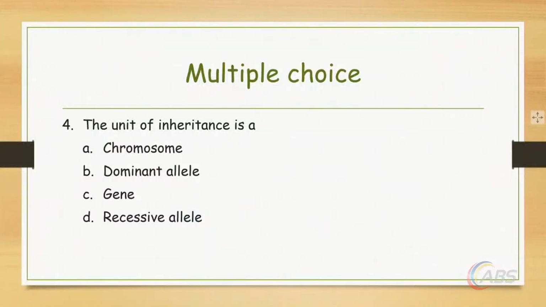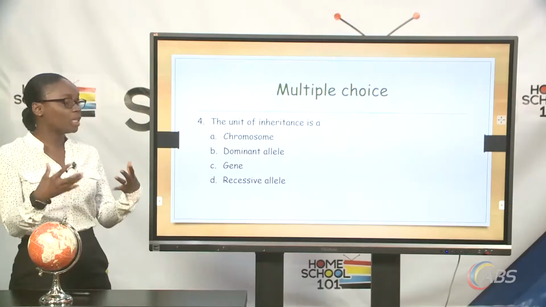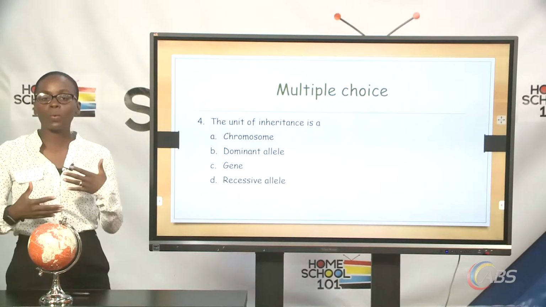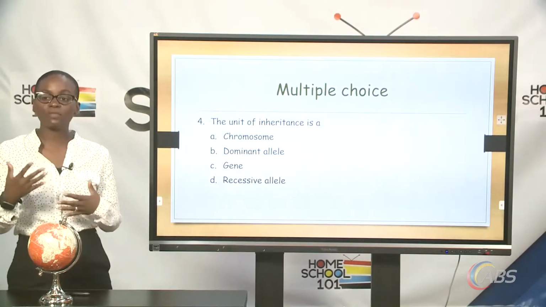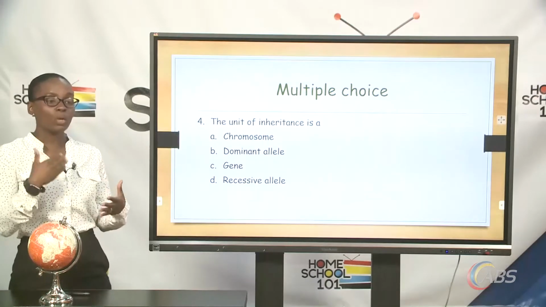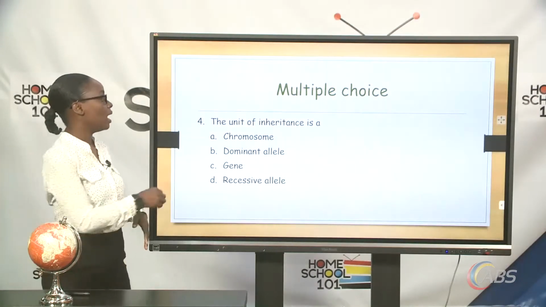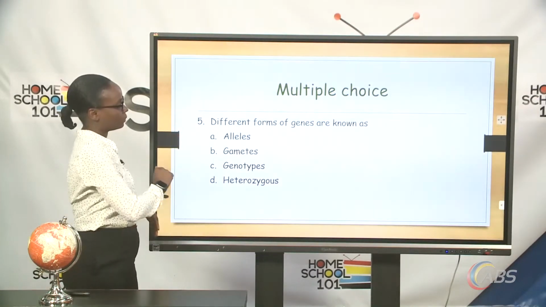All right, so the unit of inheritance is a chromosome, dominant allele, gene, recessive allele. And the answer is a gene. Gene is that thing that tells us who we are, gives us the information of how we are going to look and how we are actually going to be behaving as well.